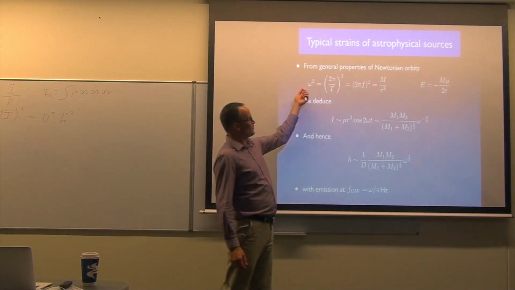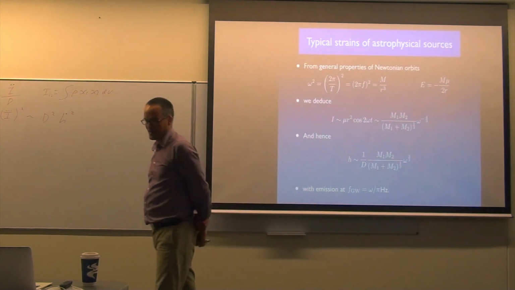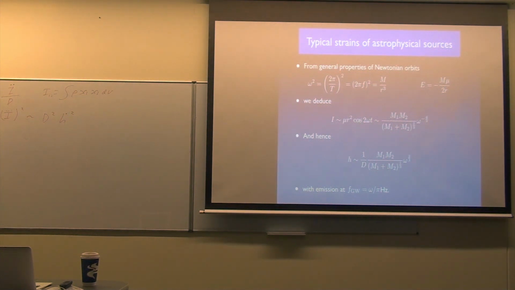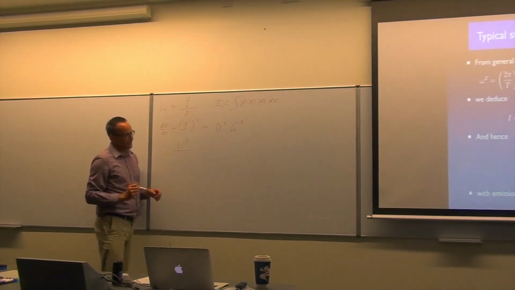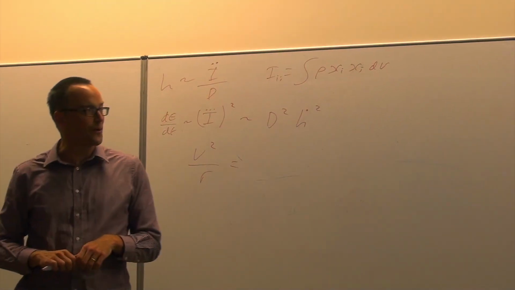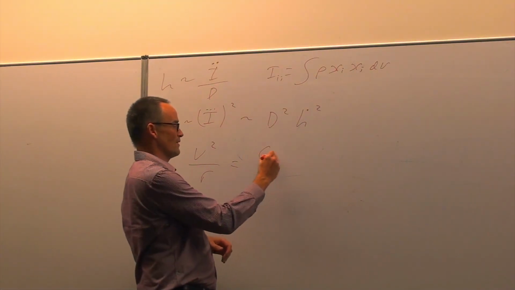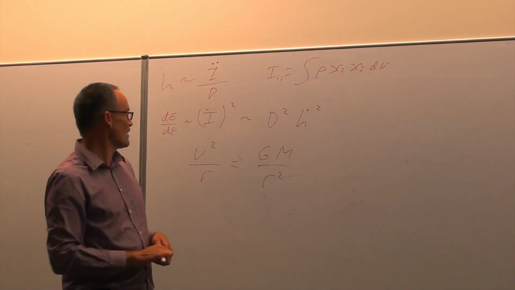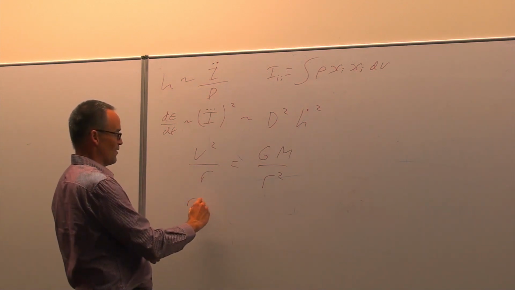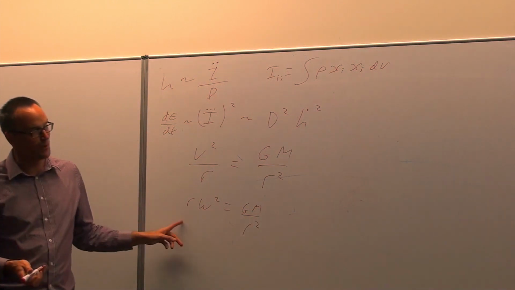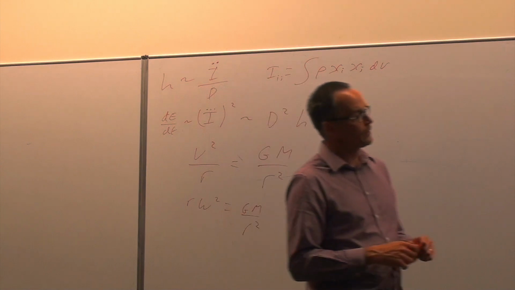This is one of Kepler's laws: you know that omega squared scales like M over r cubed. If you ever need to derive this, it's relatively straightforward. You remember that for motion in a circle, you need a central acceleration equal to v squared over r. That's equal to the gravitational force, which is GM over r squared. You can also write this as r omega squared is GM over r squared, and so you deduce omega squared scales like M over r cubed.